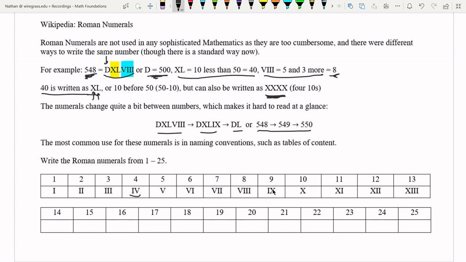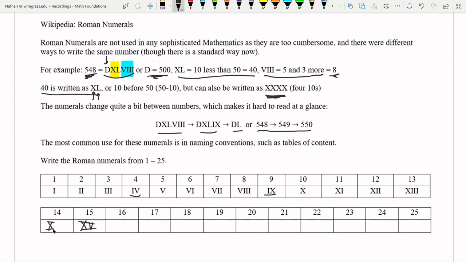And then once again here we have this 1 before 10. X is 10. 1 before 10 is 9. So 4 and 9 have this weird convention. Then we have 10, 1 after 10, 2 after 10, 3 after 10. 15 would be XV. It's the tens place X, and then the V, 10 and 5 is 15.